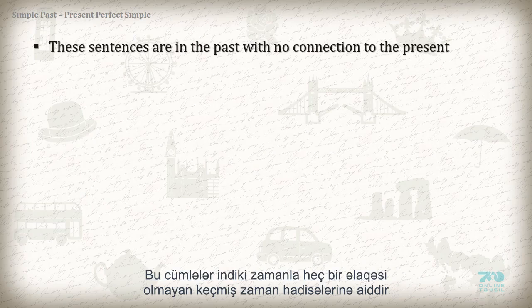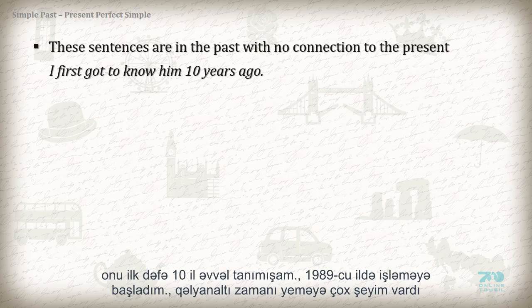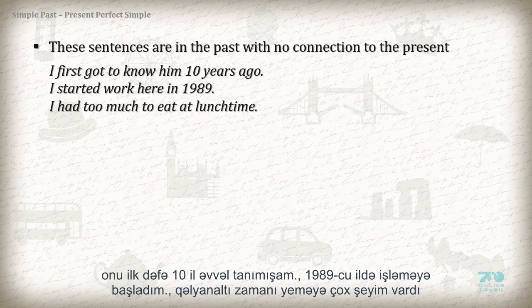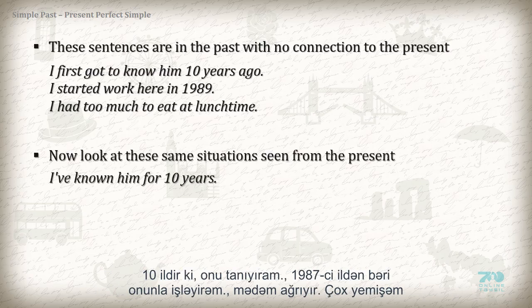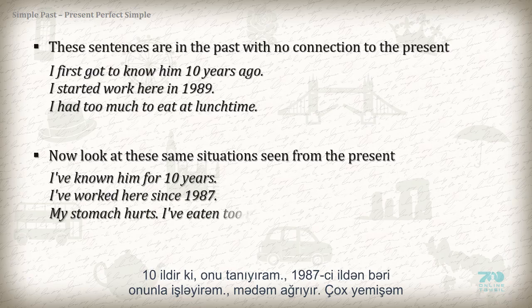These sentences are in the past with no connection to the present. I first got to know him 10 years ago. I started work here in 1989. I had too much to eat at lunchtime. Now look at this same situation seen for the present. I have known him for 10 years. I have worked here since 1987. My stomach hurts. I have eaten too much.